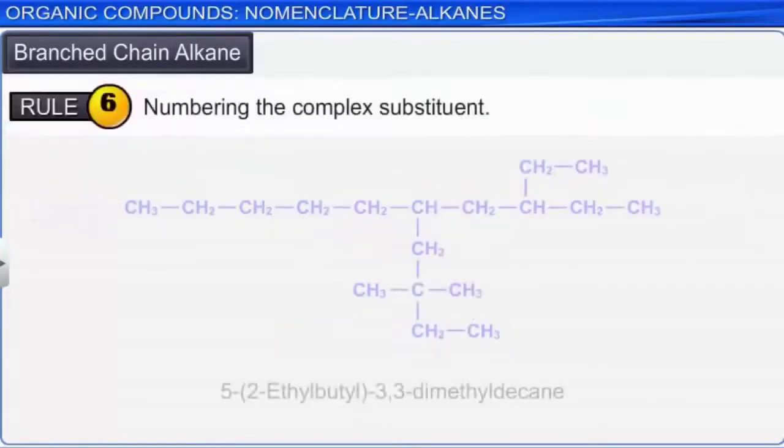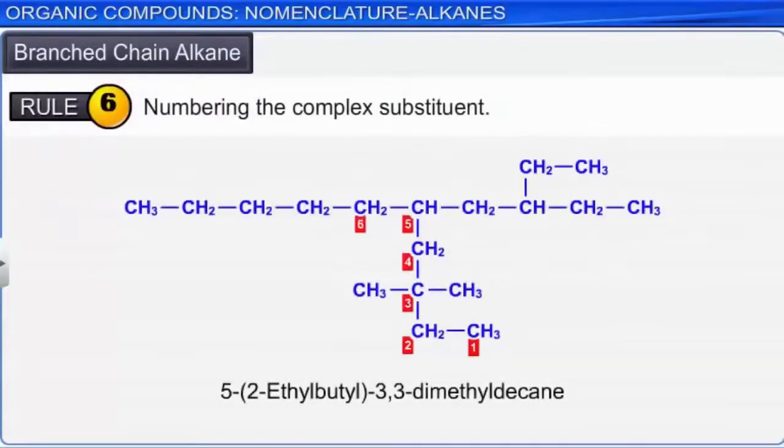Rule 6. Numbering the complex substituent. If the substituent, that is, the alkyl branch on the parent chain, is complex, then the carbon atom of the branch attached to the parent chain is given the position 1 while numbering, as shown. The name of this alkyl branch is placed in parentheses while naming the compound.